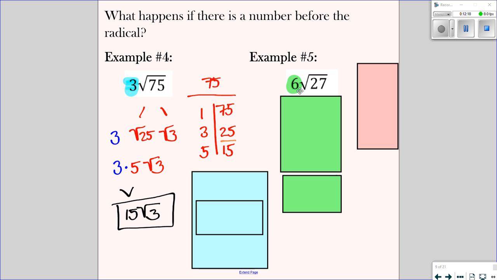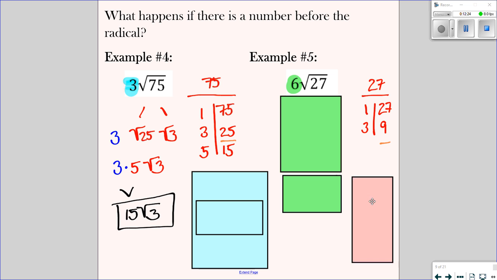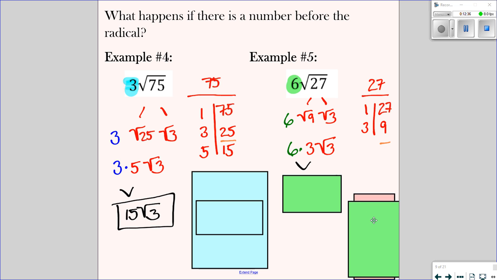Let's go for the next one. We got 6. That 6 is going to be carried on until the very end. So let's deal with 27 underneath the radical. 27's factors: we've got 1 and 27, 3 and 9. 9 will give you a perfect square. What's attached to it is 3. That's the other factor. So we're going to break square root of 27 using those two factors.